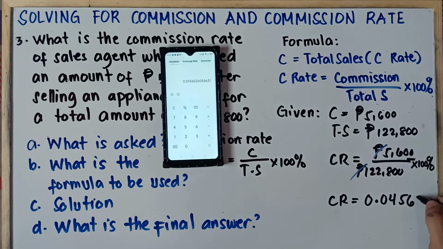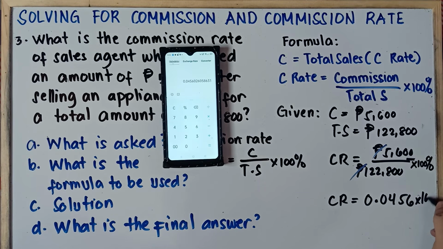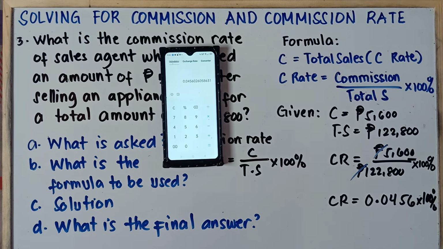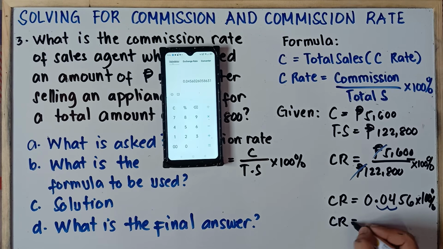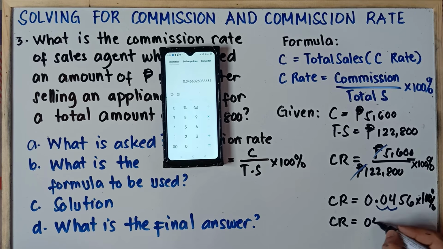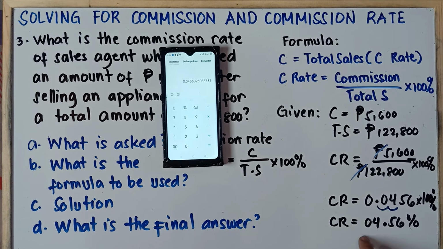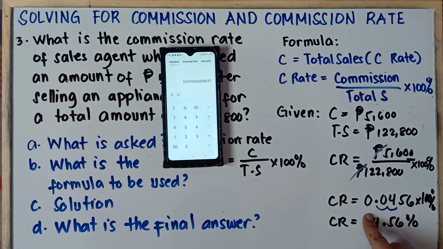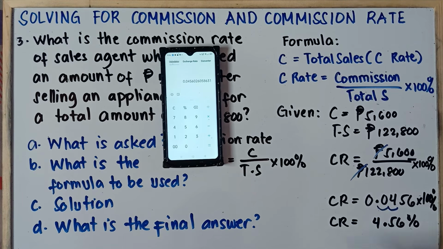And then times 100. So multiply this one by 100%. When you multiply by 100%, class, just simply move the decimal point to the right twice. 1, then 2. Our answer for the commission rate is 0.0456, and the point is here, so that would be 4.56%.